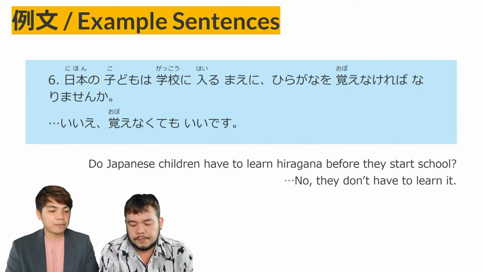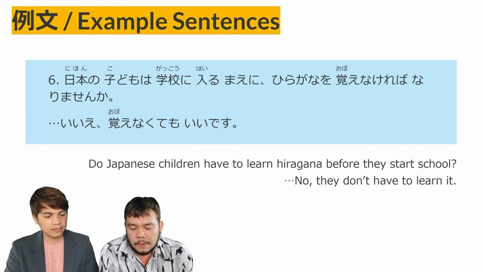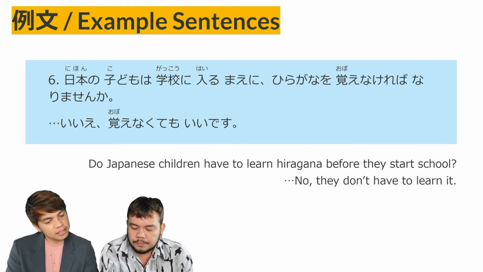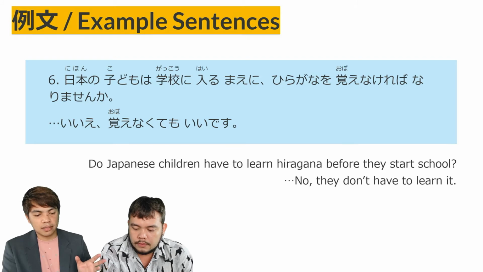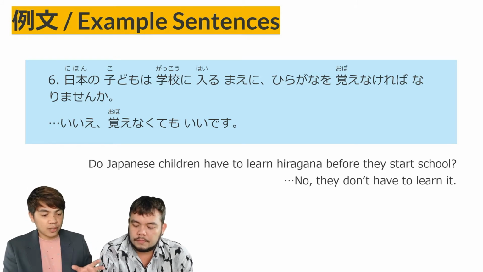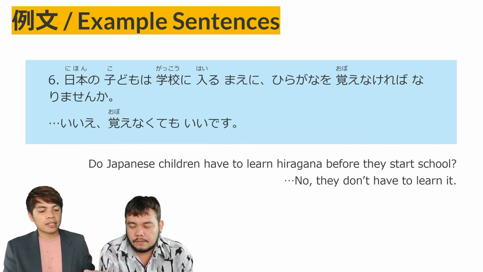Number 6. Nihon no kodomo wa gakkou ni hairu mae ni hiragana wo oboenakereba narimasen ka? Iie, oboenakute mo ii desu. The question was, it's a very long question. Nihon no kodomo wa gakkou ni hairu mae ni. So Nihon no kodomo wa, the kids in Japan. Gakkou ni hairu mae ni, from the verb hairimasu. So gakkou ni hairimasu, to enter school.